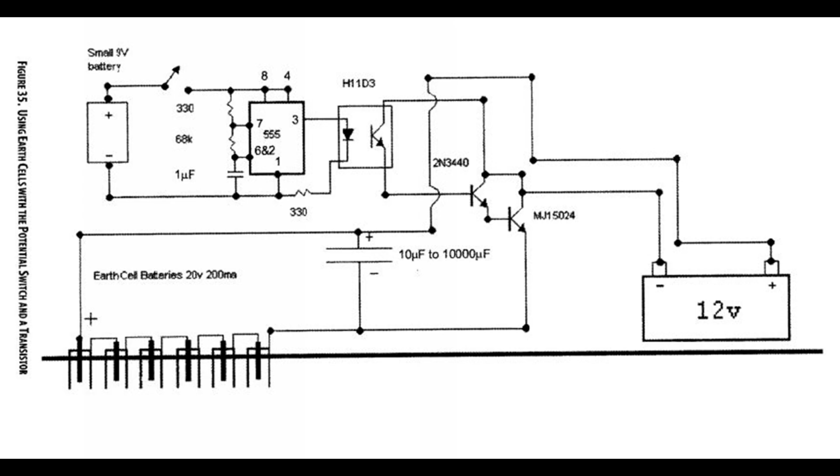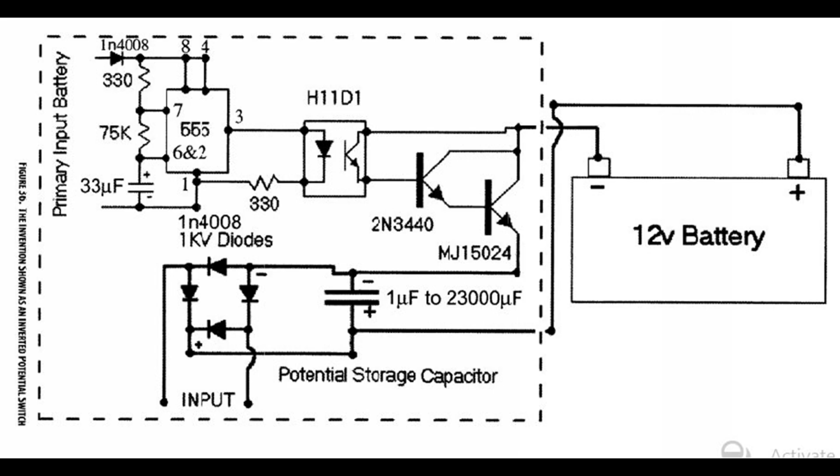Figure 35 shows an application system using earth cells with a potential switch and a transistor. Figure 36 shows an aspect of the invention in such a manner that the circuit's operation as an inverted potential switch can be better understood, considering also the use of negative energy rather than positive energy. The inverted potential switch can be further modified to optimize the receipt of negative energy through the E-amp effect. However, that will be the subject of a separate provisional patent application.